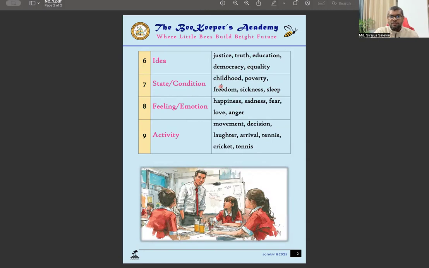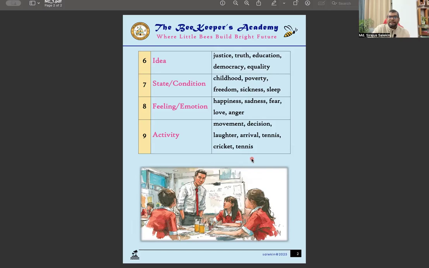Then state or condition: childhood, poverty, freedom, sickness, sleep. So this is the name of a condition, this is the name of a state. And feeling or emotion like happiness, sadness, fear, love, anger. And finally activity, that means movement, decision, laughter, arrival, tennis, cricket, and so on.